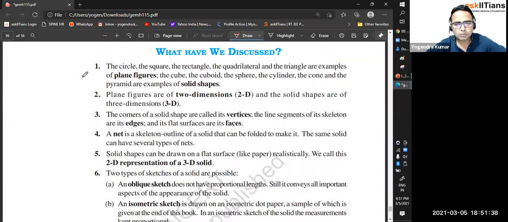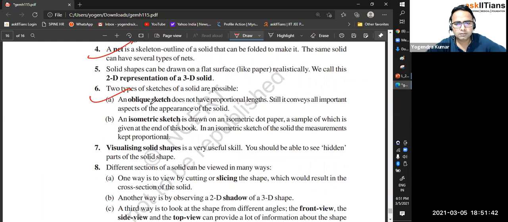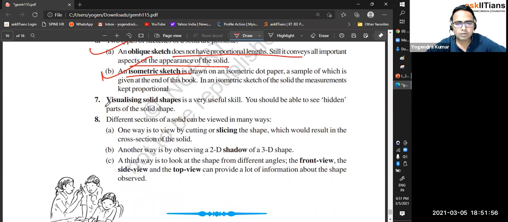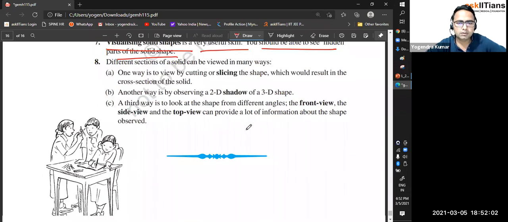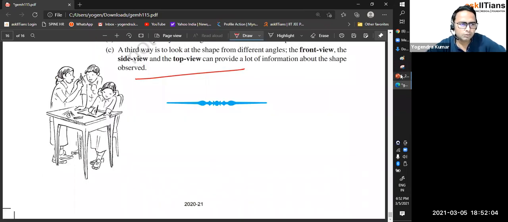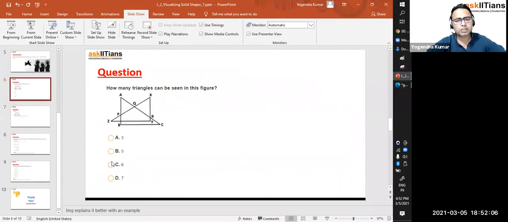I hope you got what all we discussed in this chapter, right? These are all the points we have covered here. Oblique sketches do not have proportional lengths, but still convey all important aspects. Isometric sketches have exact length ratios given in the proper way. Visualizing solid shapes is a useful skill to describe how hidden parts of things will be there, right? Let's see more questions here, but I hope you got the idea.